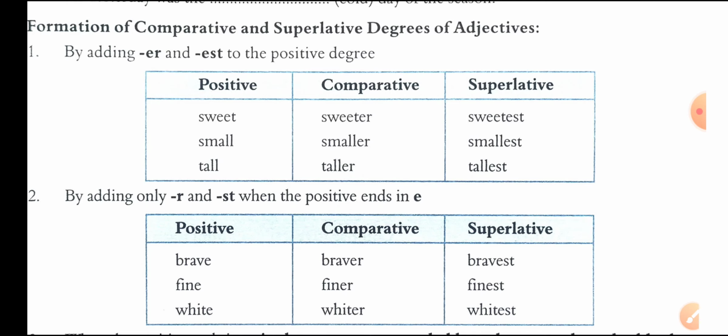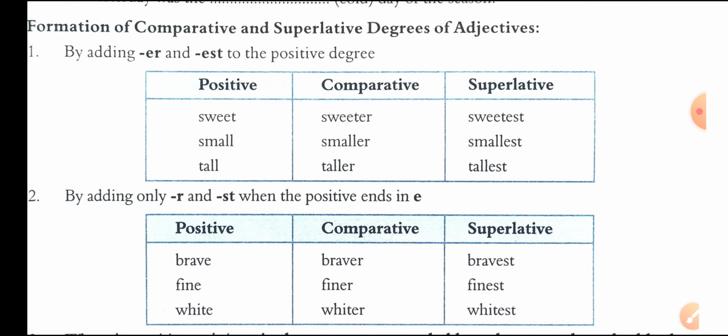The first given to you are sweet, small and tall. As I have told you already, when you speak these words properly, you will find that your tongue and your teeth touch only once. If this is happening, you have to add ER and EST after the word. Sweet, sweeter, sweetest. Small, smaller, smallest. Tall, taller, tallest.